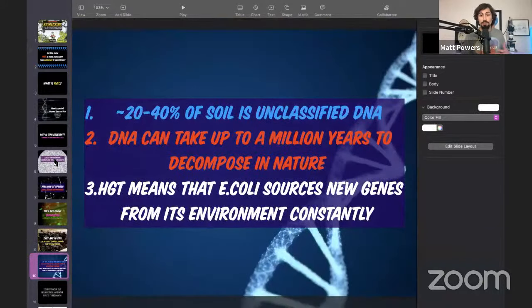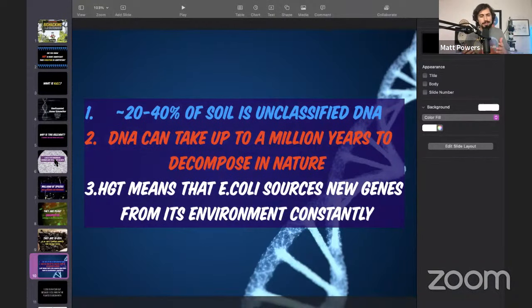20 to 40% of soil is unclassified DNA. DNA can take up to a million years to decompose in nature. Horizontal gene transfer means that E. coli sources new genes from its environment constantly. So it's going and consuming and having relations with everything around it. And so it's constantly exchanging information in DNA.